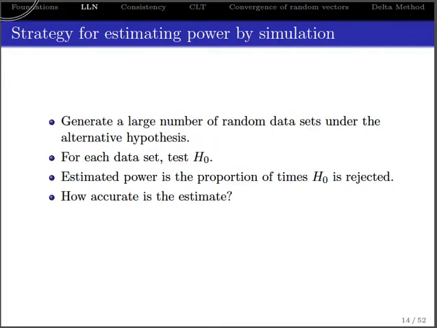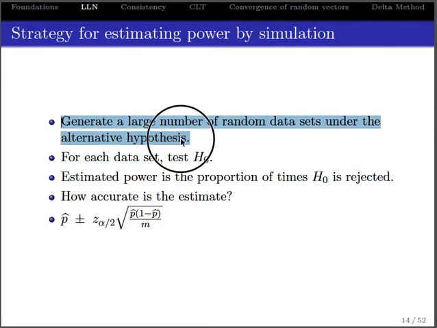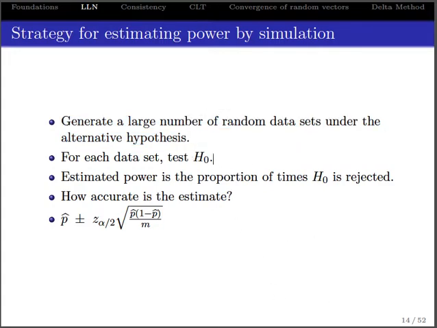How accurate is the estimate? Yeah, p hat plus or minus. This is just a large sample confidence interval for a proportion, and so it's very straightforward. Maybe generating the large number of random data sets under the alternative hypothesis, that might be a little bit troublesome. It's a little bit of coding anyway, but this approach works very well for a variety of problems.